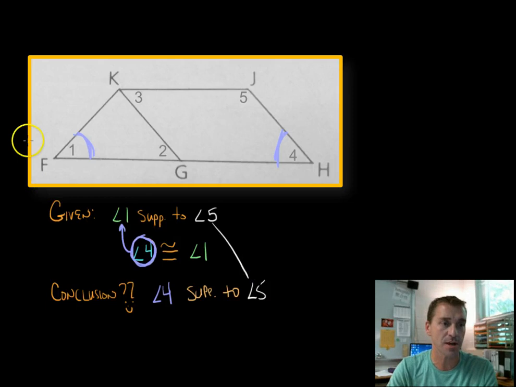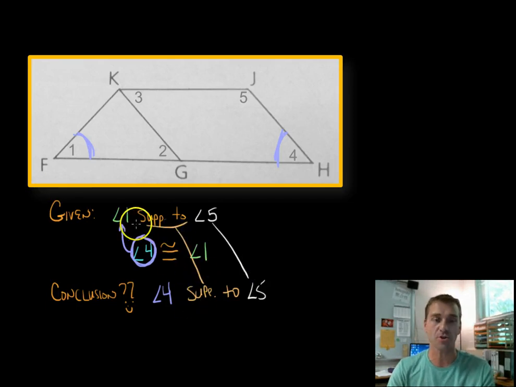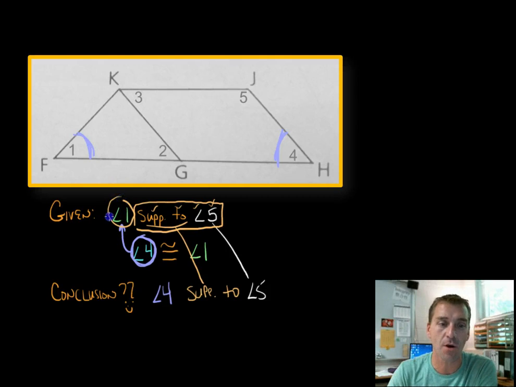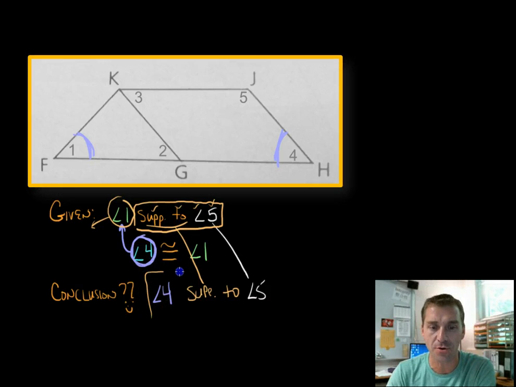The supplementary part, that thing right there, is staying the same. Nothing changes. So you see this right here is exactly the same. That is the other four members of the basketball team. The only thing that's changing, guys, is angle 1 is going off the court and angle 4 is going into the court. You're substituting angle 4 in for angle 1. Why? Because they are equivalent. They're exactly equal to each other. So that would be your new conclusion right there.